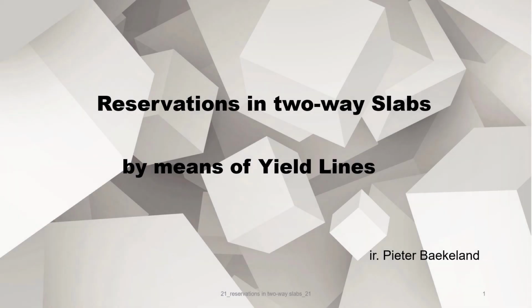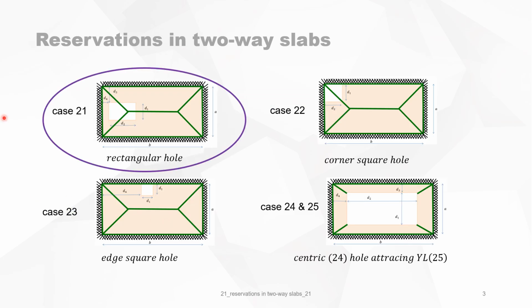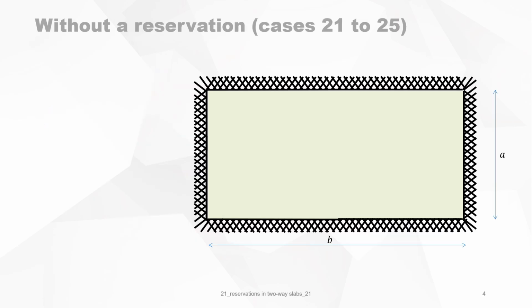Reservations in two-way slabs by means of yield lines. This video will deal with slabs with a fixed end on all four sides. It will focus on cases 21 to 25. Case 21 is about a rectangular hole with certain conditions on it.